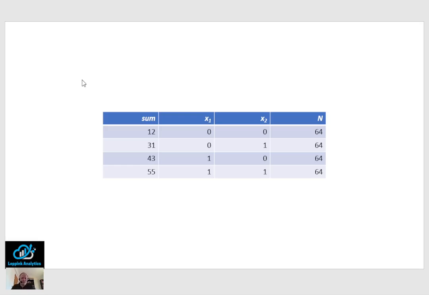So there are 64 participants that formed the control group because they had no intervention whatsoever, neither x1 nor x2. Then there were 64 participants that received only x2, another 64 participants that received only x1, and finally another 64 participants receiving both x1 and x2.